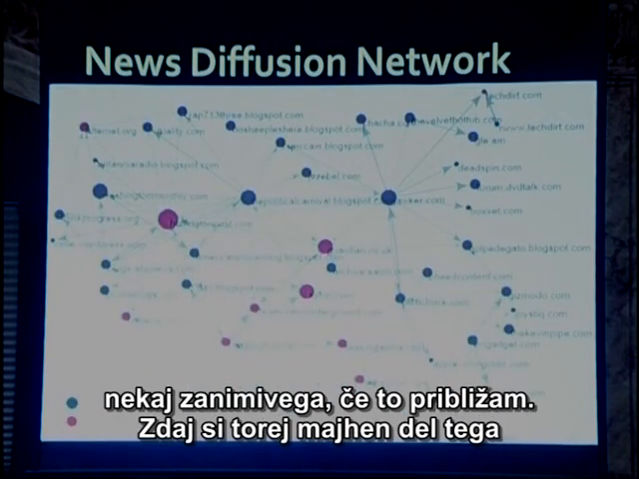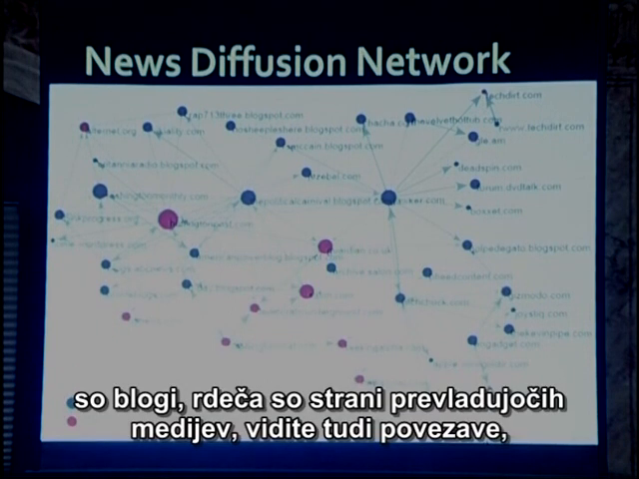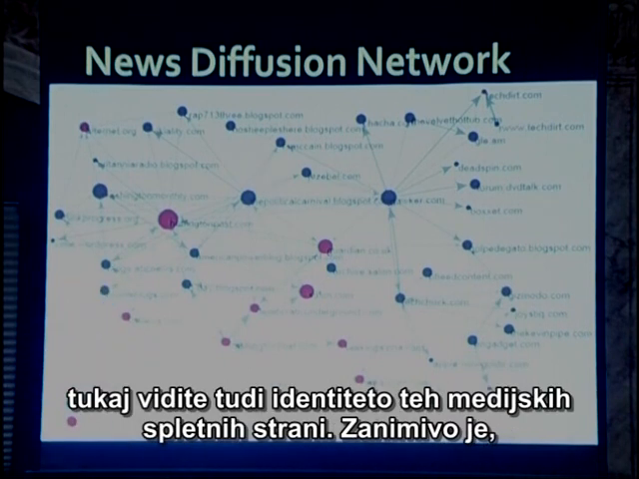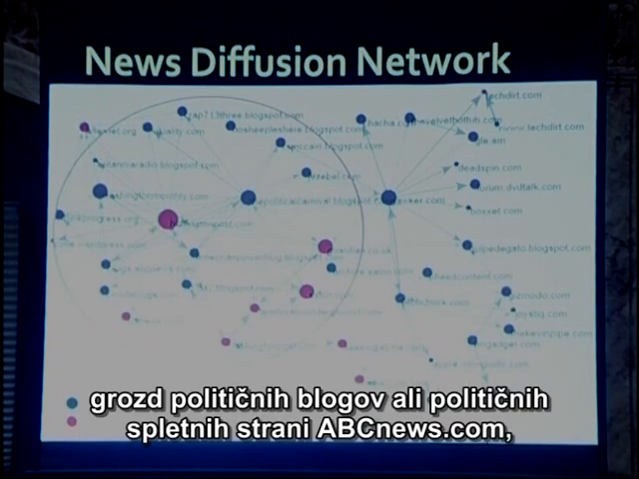So this is now a zoom in to a small part of that network. Again, I'm showing the same nodes and the same coloring. Red is mainstream media sites, blue is blogs. You see the connections, and the other thing you see here is the identities of these media sites. What is interesting is that you get these kinds of topical clusters. This is American news, so this is a cluster of political blogs or political websites.